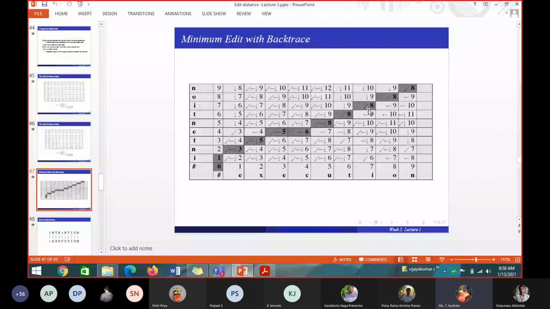Yes or no? For I and I 8, which 8 did I get it from? I and I 8, I got it from which one? Can you tell me? That I have arrived from which one? T and T 8. Very good. So put an arrow mark pointing to T and T 8.